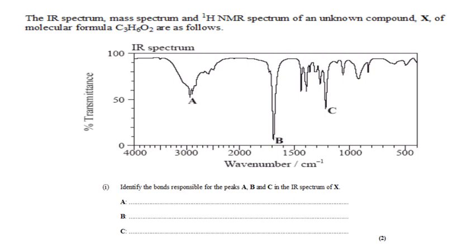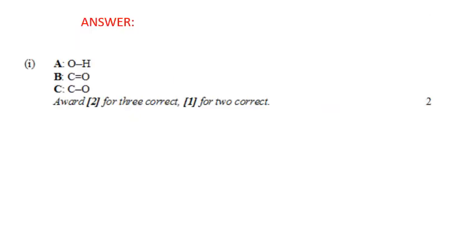Okay, so welcome back. What you should have seen is that the broad stretch around 3,000 reciprocal centimeters should be the OH. Then around 1,700 you have the carbonyl, and around 1,100 would be your CO stretches. You can use your data booklet for this, so you should have used your data booklet to elucidate those particular values.